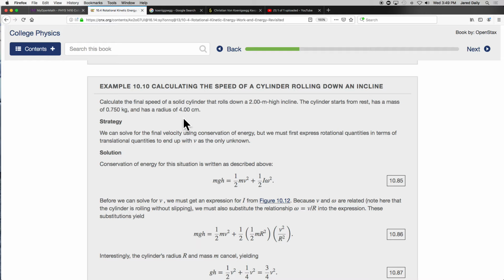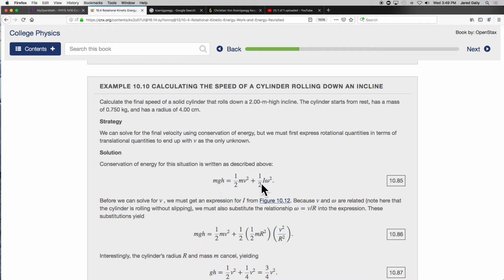We have to know the radius in addition to the mass in order to calculate how fast it's going to be going. We start off with energy at the top of the hill is all potential energy. M times G times H. It's not rolling, it's not sliding, so there's no kinetic energy. It's all potential energy. It's just energy because it's up there.